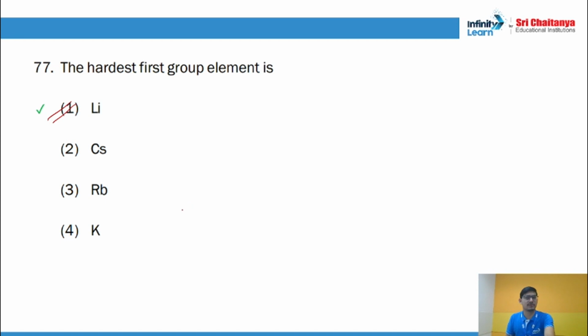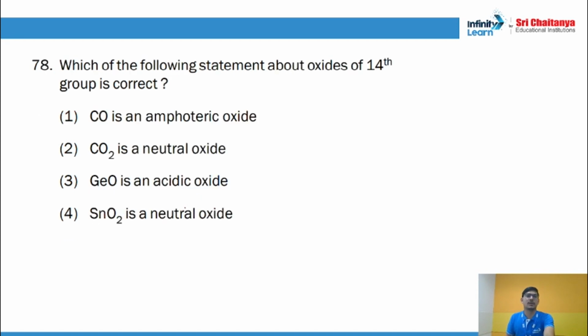The hardest first group element is lithium, because the metallic bonding becomes weaker down the group, hardness decreases or softness increases. Which of the following statements about oxides of group 14 is correct? Carbon monoxide is neutral, CO2 is acidic. Yes, germanium oxide is an acidic oxide, SnO2 is an amphoteric oxide. Okay.